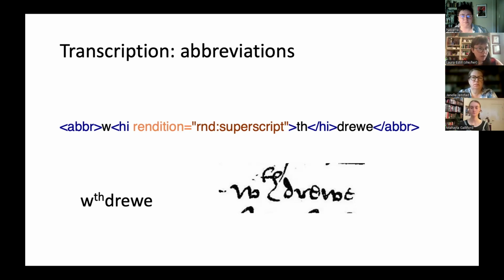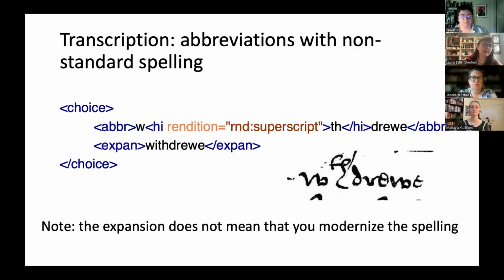But that's not all you want to do. You also want to tell us what the expansion is. And so next to your abbreviation tag, ABBR tag, you put an expand tag, EXPAN, and you write the expansion of the word. And you nest both of those inside a choice tag.